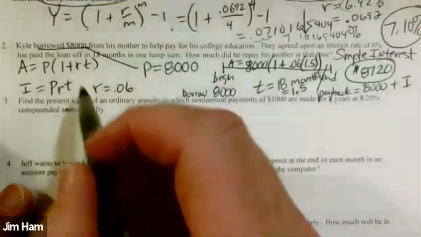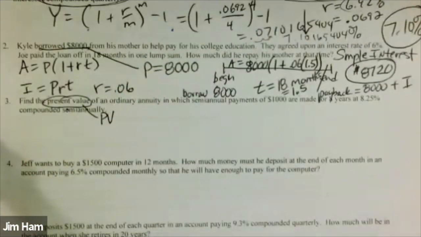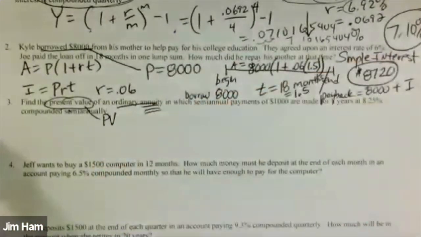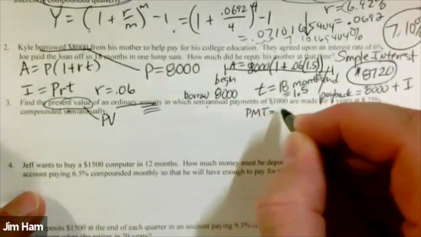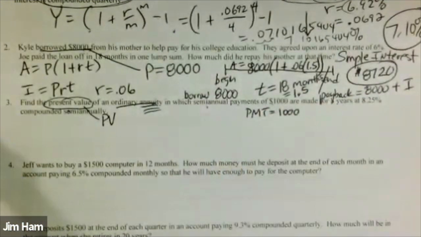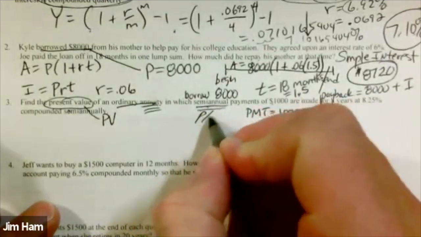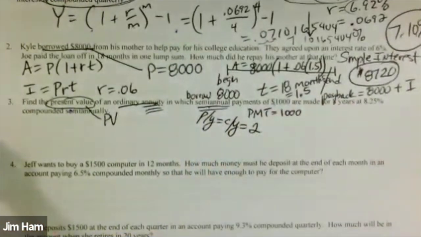Okay, number 3, present value. Boy, that's PV. That's helpful. Of an annuity. An annuity is something where regular payments are made, in which semi-annual payments, so the payment is equal to $1,000. It's being made twice a year. Semi-annual, so payments per year, compounding per year would be 2. Semi-annual means twice in a year.